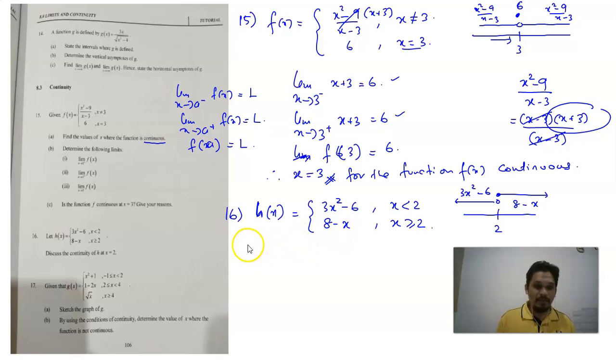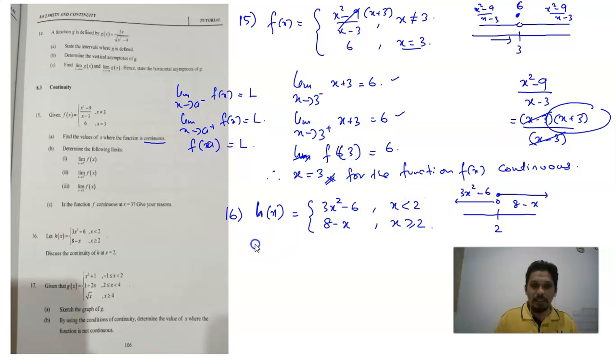Okay, let's find out the limit first. For 16, is h continuous at x equal to 2? Continuity means that we need to consider the limit as x approaches the value of a, in this case 2, from the left, from the right, and when x is exactly equal to the value.